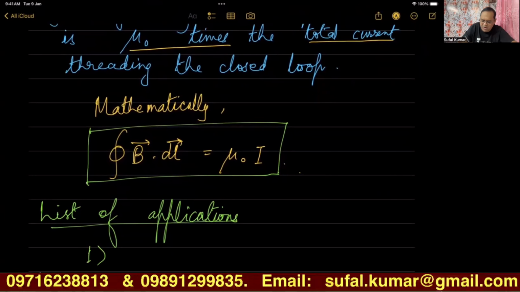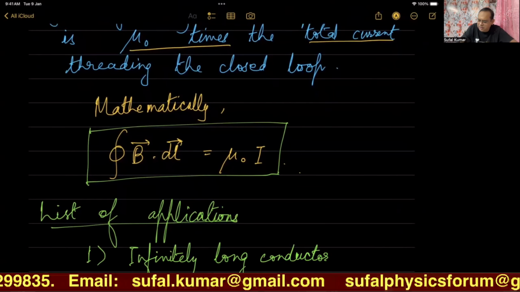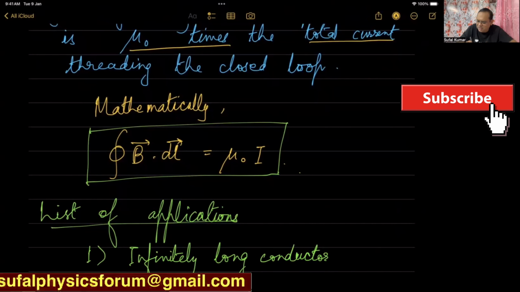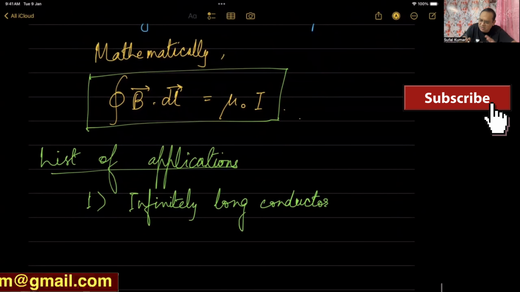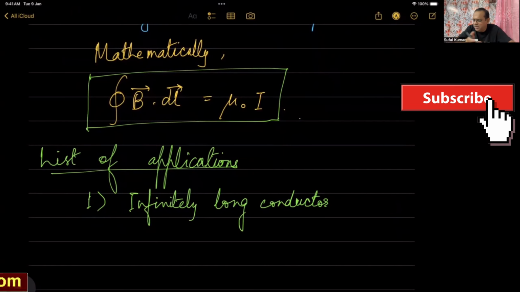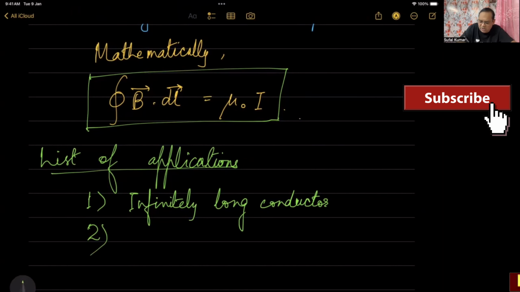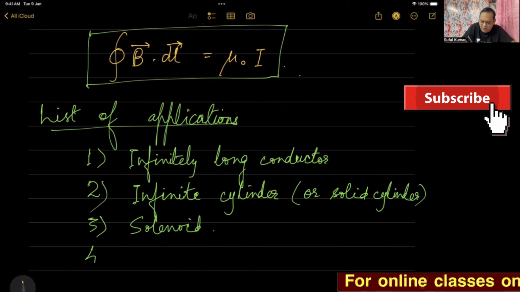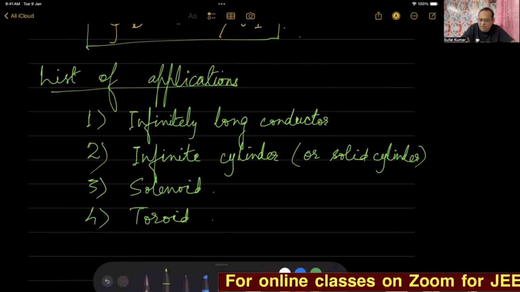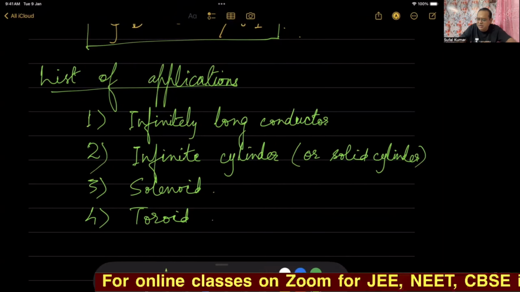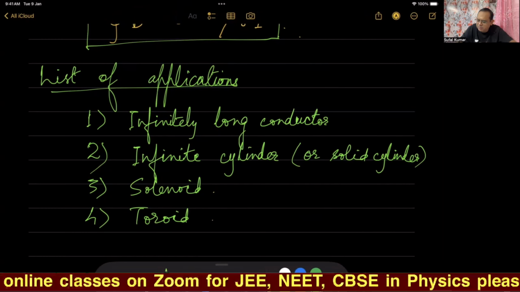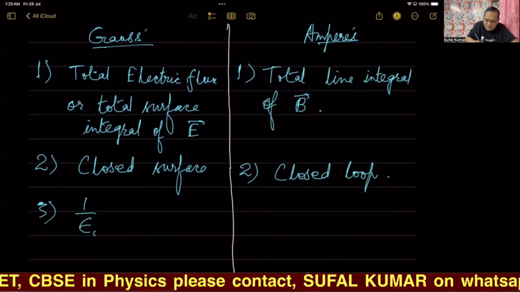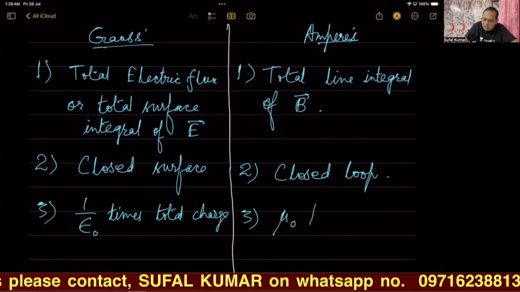List of applications. Number one, infinitely long conductor. There we had only a conductor. Obviously, the result we would be getting is the same. Number two, infinite cylinder or solid cylinder. Number three, solenoid. Number four, toroid. But before starting all these applications, I'm willing to give a comparative chart, which I was trying to explain initially. Comparison: total electric flux is 1 upon epsilon naught times total charge; here it is mu naught times total current.